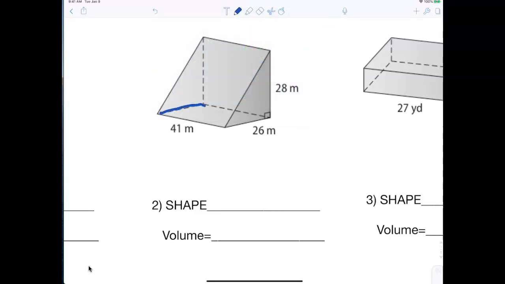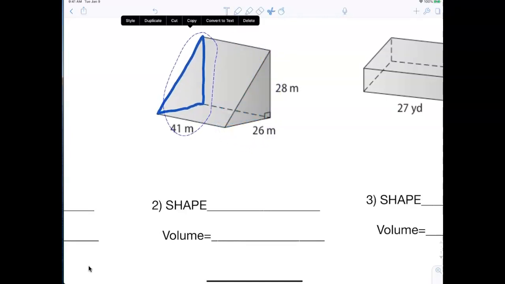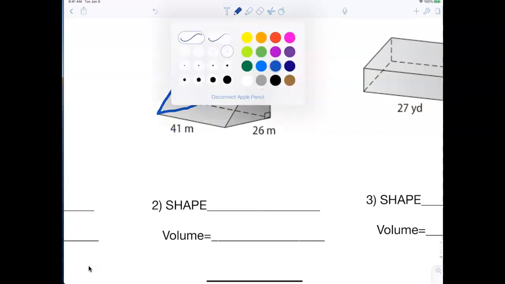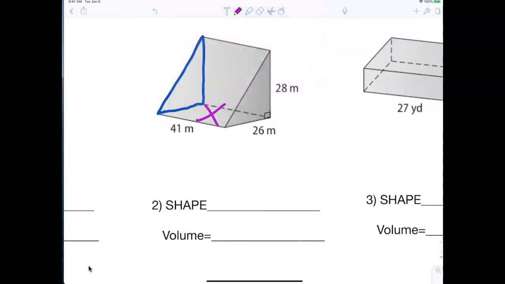This right here, is that the base? No. That is not the base. The base is the 2 sides that are parallel to each other. And if I move this over, you will see it's the same exact shape. So the base is always parallel to itself, and it is exactly the same shape. That's how I know this down here is not the base.